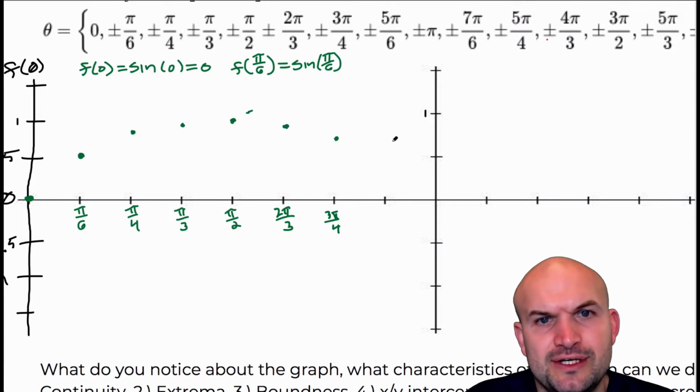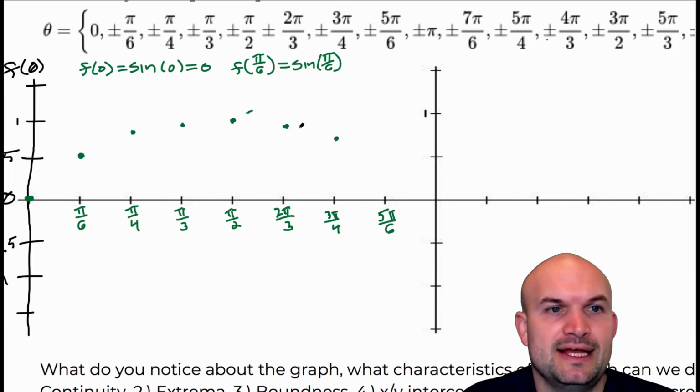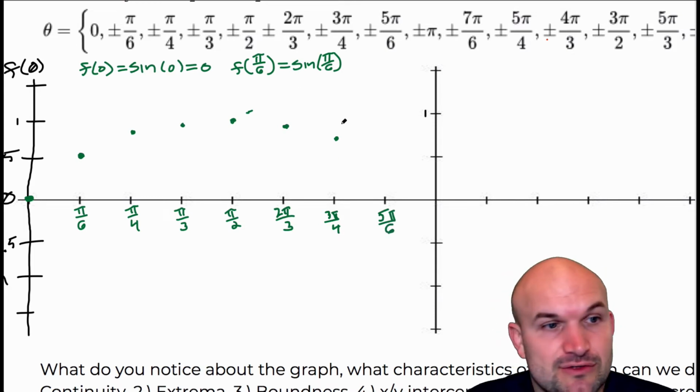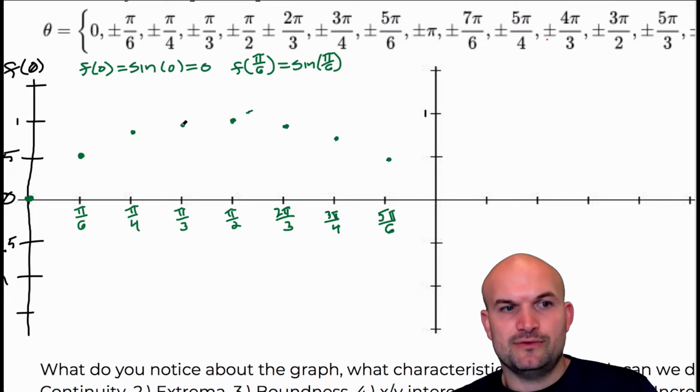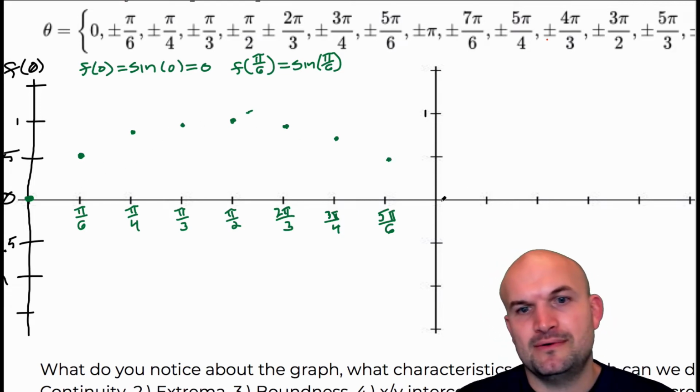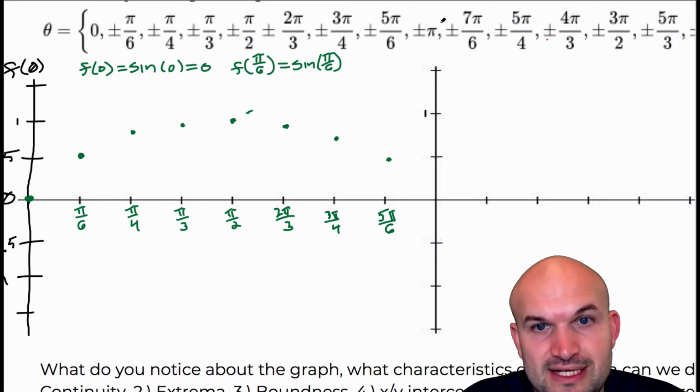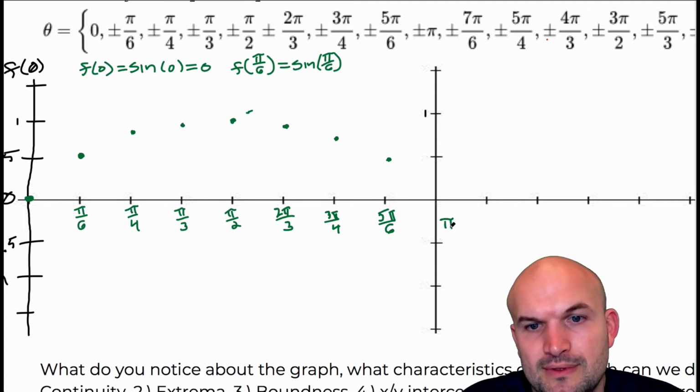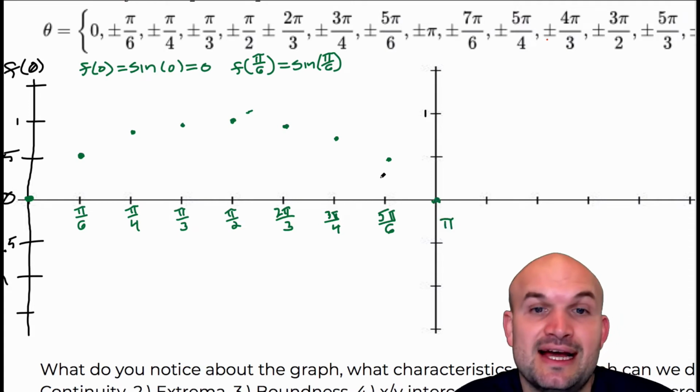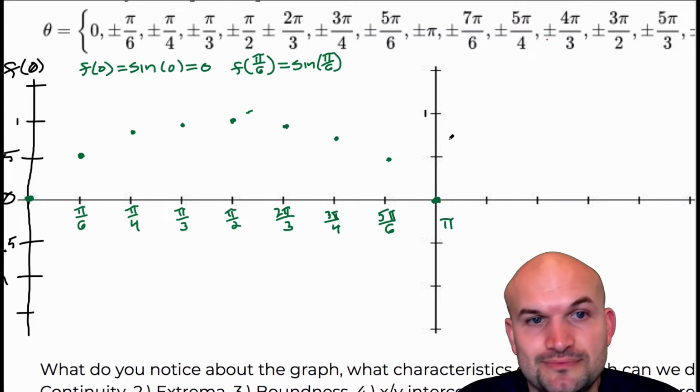The next angle here is 5 pi over 6. And the sine of 5 pi over 6, that's going to be back to 1/2. So you can see that we went through this range and then we came back down. Now let's go ahead and get to the next angle, which is going to be pi. And the sine of pi is going to be 0.